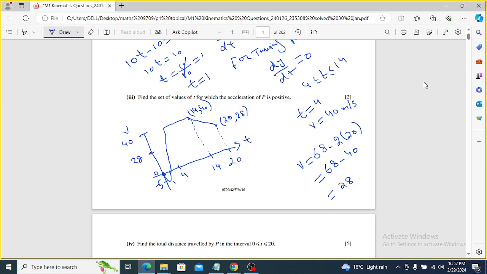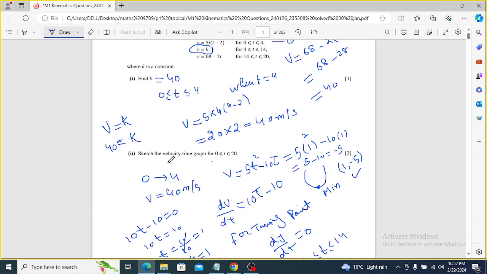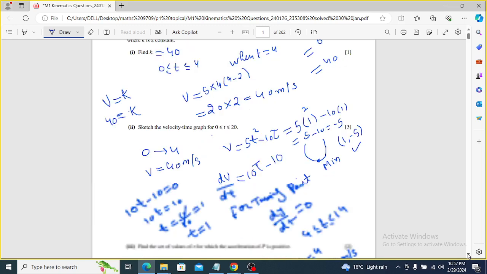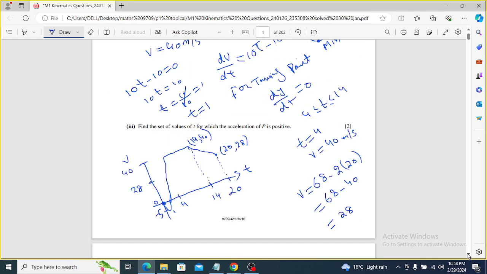Plot a graph from time interval, sketch a velocity time graph from 0 till 20. This is very important question, जहाँ पर आपको complete journey description दी जाती है. Look, a particle P moves in a straight line. The velocity v meter per second at time t is given by this expression, where k is the constant. Find k, and I do all the steps. k की वैल्यू हमने फाइंड आउट की. देन द स्केच द वेलोसिटी टाइम ग्राफ, हमने वेलोसिटी टाइम ग्राफ स्केच किया.